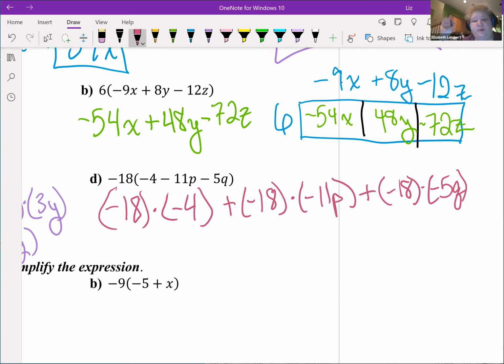Now we crunch the numbers. So 4 18s, 40 and 32, 72. Negative times negative is positive. All right, so 72. Negative 18 times negative 11 will be positive, so I'll just go ahead and write the plus. And then 11 18s, 180, and then one more 18 will be 198.